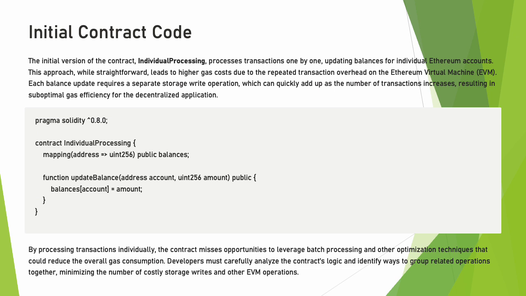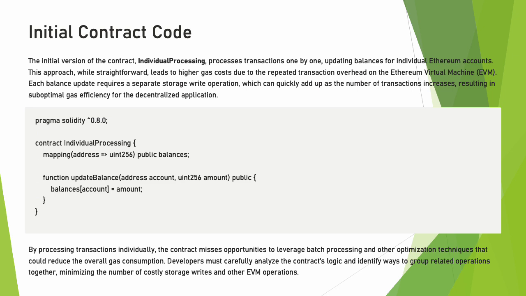By processing transactions individually, the contract misses opportunities to leverage batch processing and other optimization techniques that could reduce the overall gas consumption. Developers must carefully analyze the contract's logic and identify ways to group related operations together, minimizing the number of costly storage writes and other EVM operations.